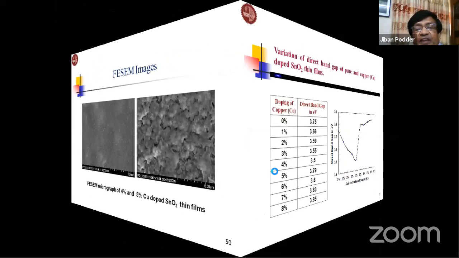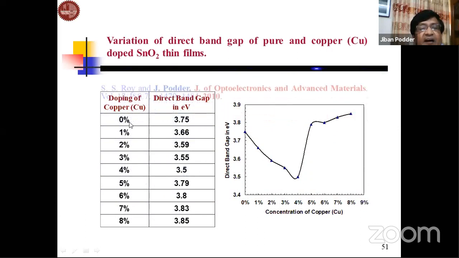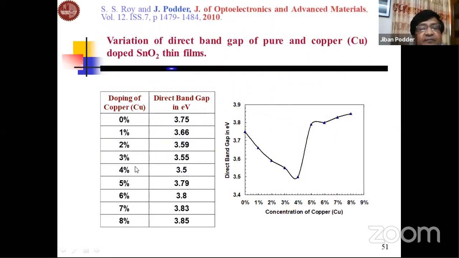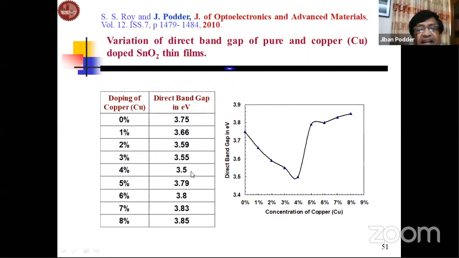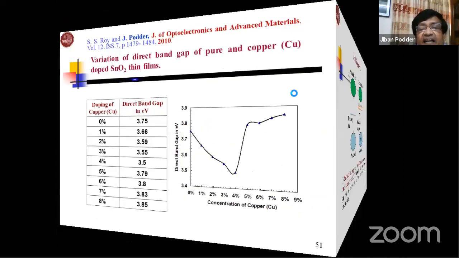Here we have seen again the band gap with doping. For this 4% sample the band gap is 3.5, and in between it is 3.75 to 3.85. So this is a direct band gap. We got the minimum at 4% because small crystallites form at 4%. That paper is also published in the Journal of Optoelectronics and Advanced Materials, and we calculated the direct band gap there.